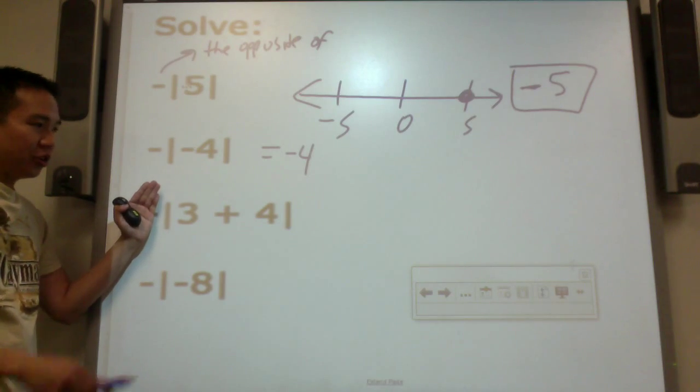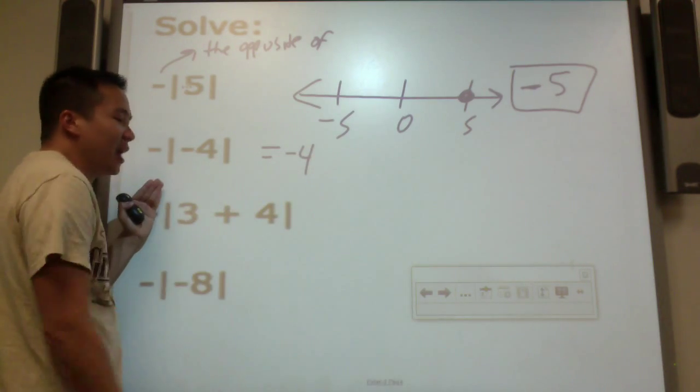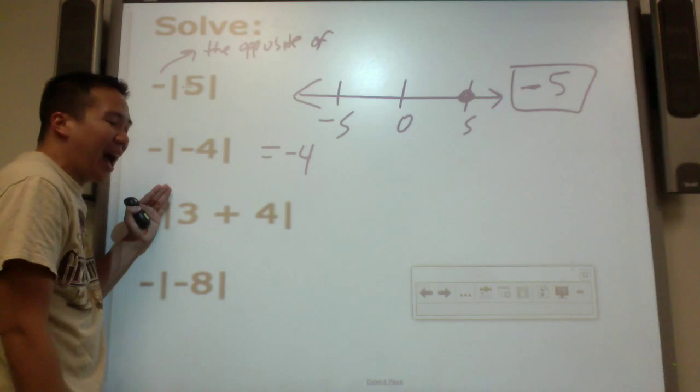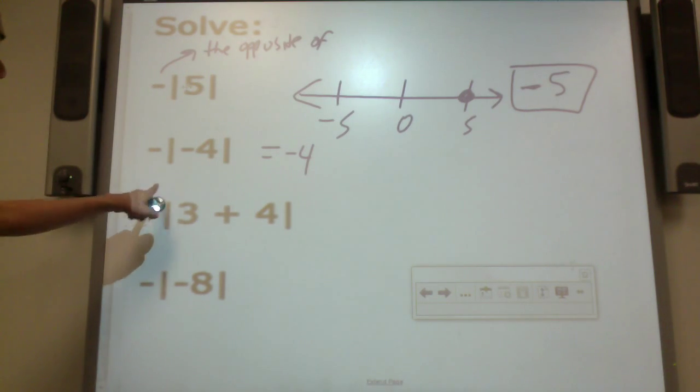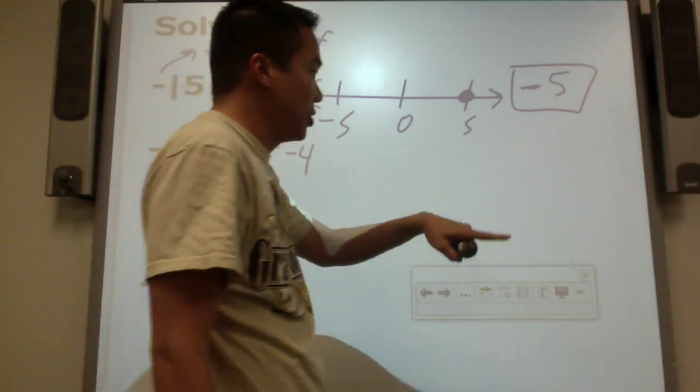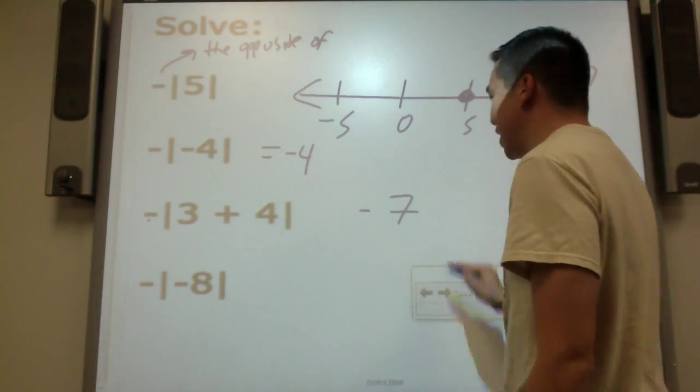All right, so let's look inside the absolute value bar. What's 3 plus 4? You're 3 units to the right, you go 4 more, you're 7 units from 0. How far are you from 0? 7 units. Negative. What's the opposite of 7 units to the right of 0? 7 units to the left of 0, -7.